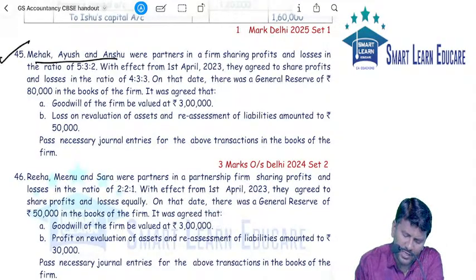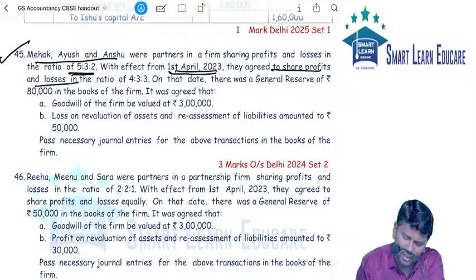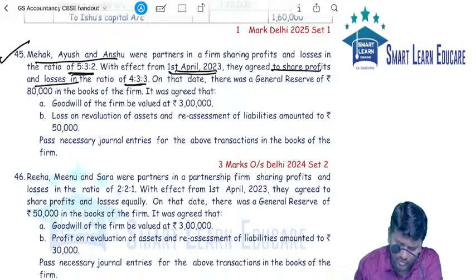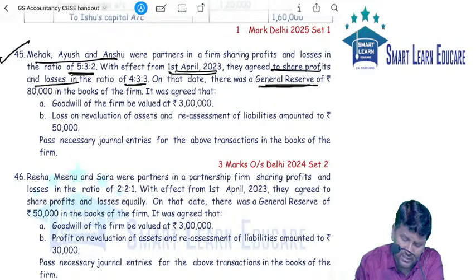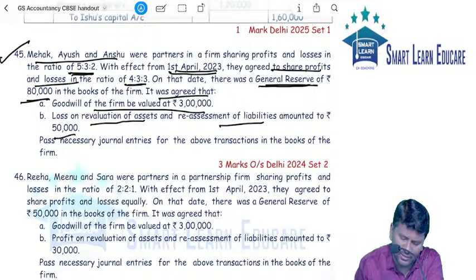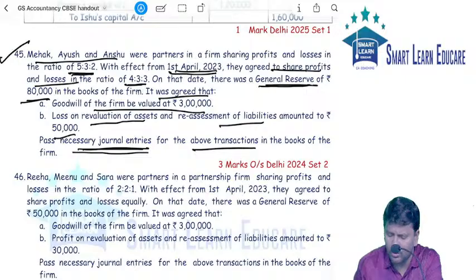Question 45. A, B and C were partners in a firm in the ratio of 5:3:2, the old ratio. With effect from 1st April 23, they agreed to share profits and losses in the ratio of 4:3:3. On this date, there is a general reserve of 80,000 in the books. It is agreed that the goodwill of the firm is valued at 3 lakh. Loss on revaluation of assets and liabilities is 50,000. They are asking us to pass the necessary journal entries to record the above transactions.